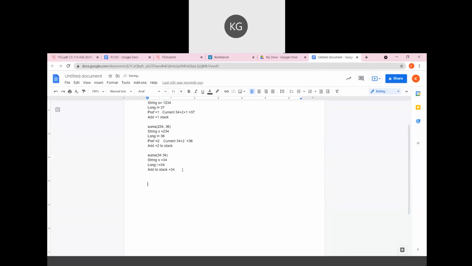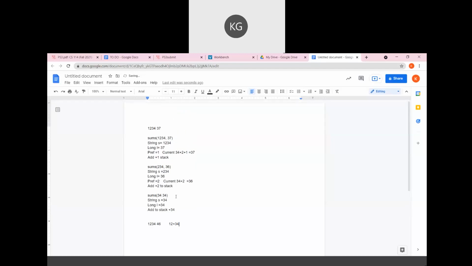Now think about another scenario where we had 1, 2, 3, 4, and we want it to equal 46. Well, then the answer to this would be 12 plus, oh yeah, I don't think I really said this, but this is 34 plus 2, and plus 1 got added to the stack. So now if we print the stack, it would be 1 plus 2 plus 34. And then that's the answer. So you're adding to the stack from the end already, so that when you pop the stack, it's going to be in the correct order.